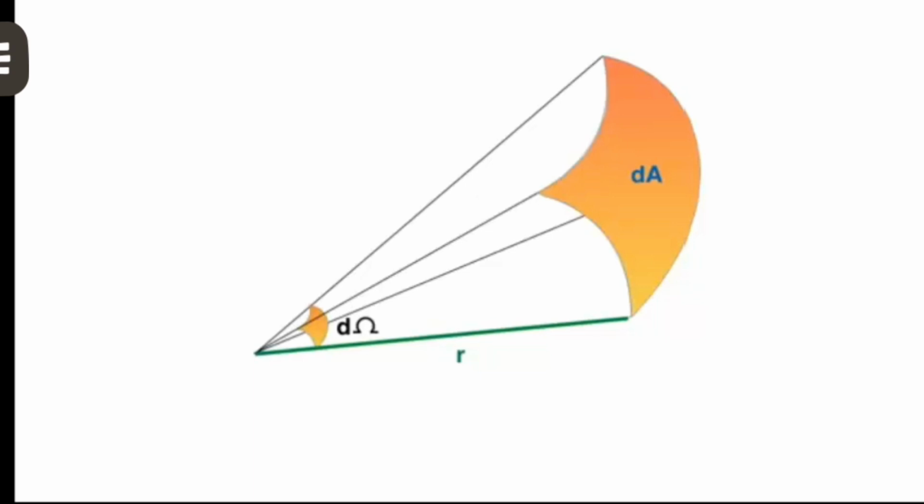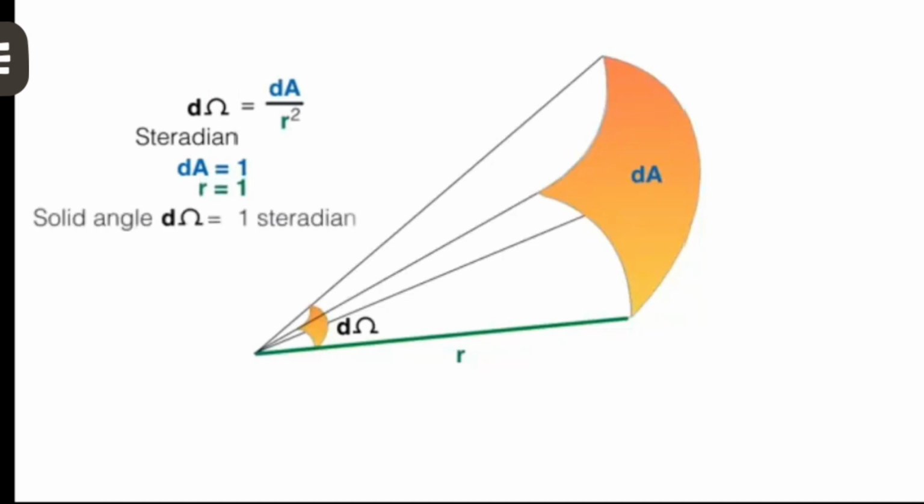The relation between d omega, dA and radius r can be given by the expression d omega is equal to dA by r square. Steradian is the unit of the solid angle. When dA is equal to 1 and the radius r is equal to 1, then the solid angle subtended is 1 steradian.